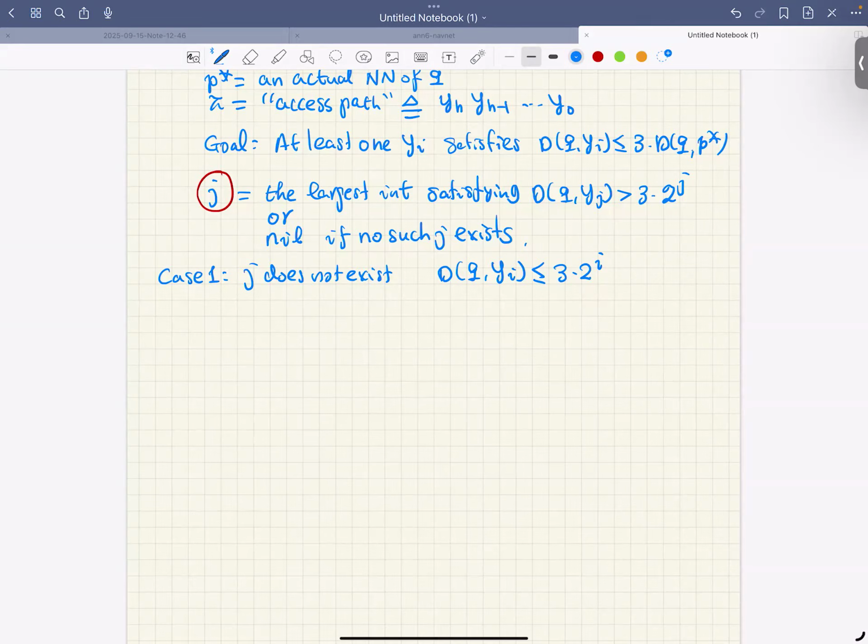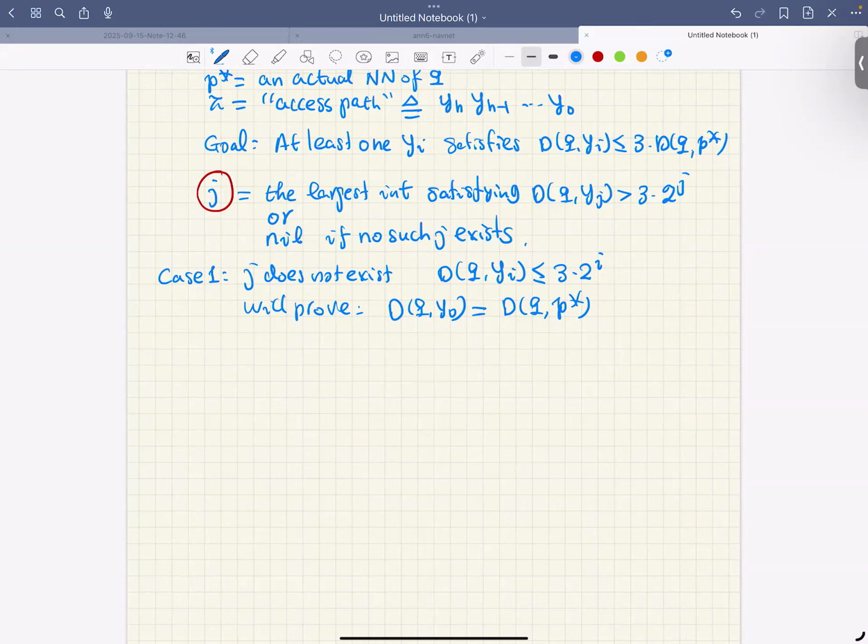So this is the goal. Okay, so we will prove that the distance from Q to Y0 is definitely the distance from Q to P star. All right, so this is something we will prove. Well, let's prove it.